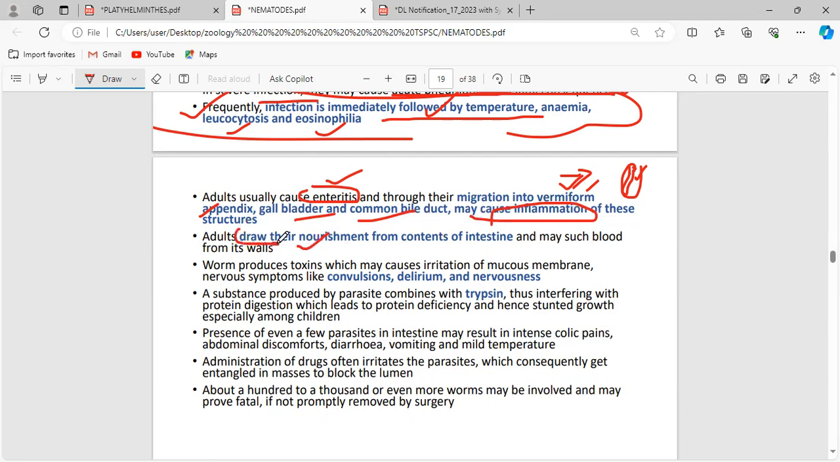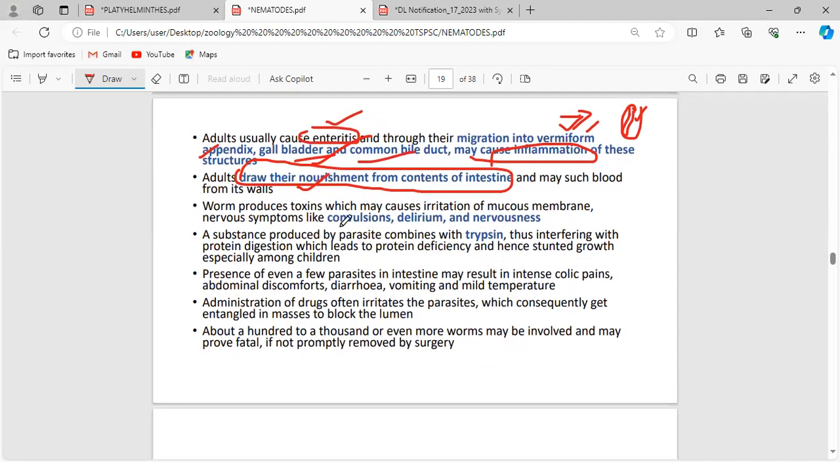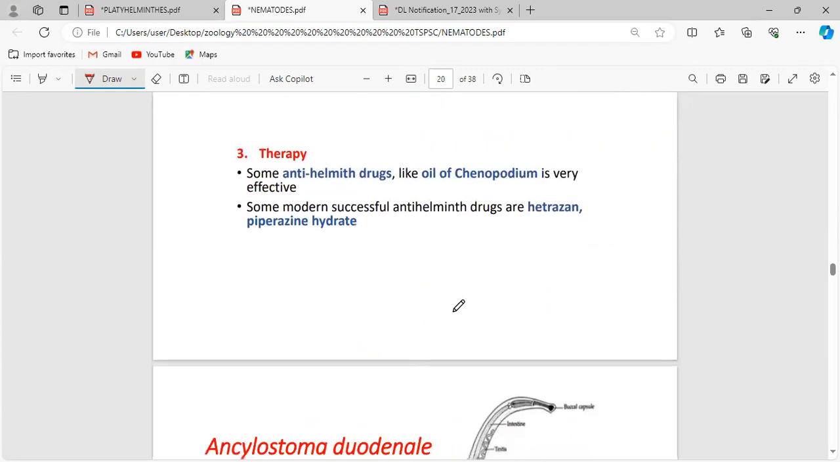The adult parasite draws its nourishment from the contents of the intestine. We know that. They can also cause symptoms such as convulsions, delirium, and nervousness. Everything can happen when we are infected with Ascaris. These details are not that necessary, so no need to go that deep.